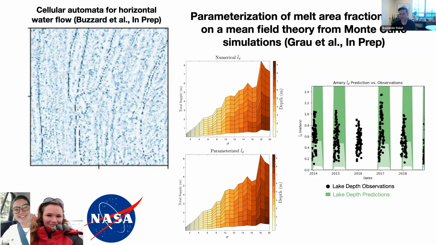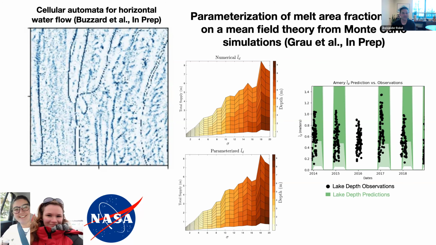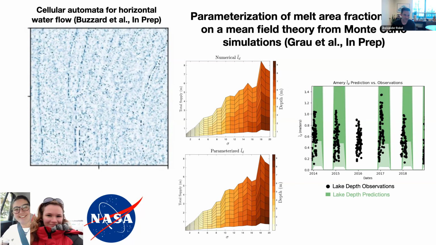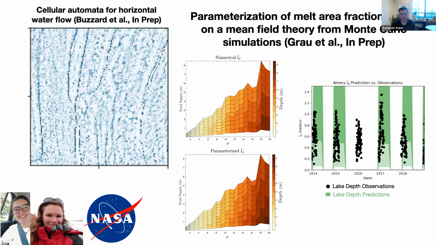So the next step for Danielle is to incorporate these parameterizations and ideas into NASA's large-scale climate model to understand the effect of the albedo change from these superglacial melt ponds within the climate system, and then eventually to incorporate it within an ice sheet model as well.